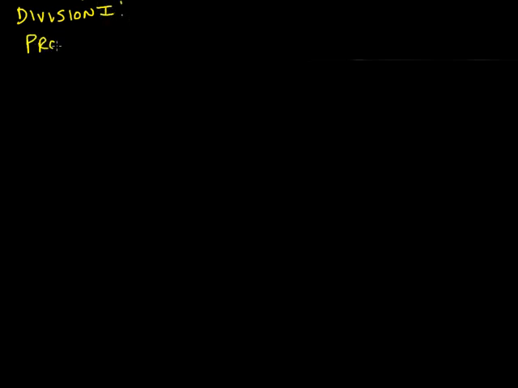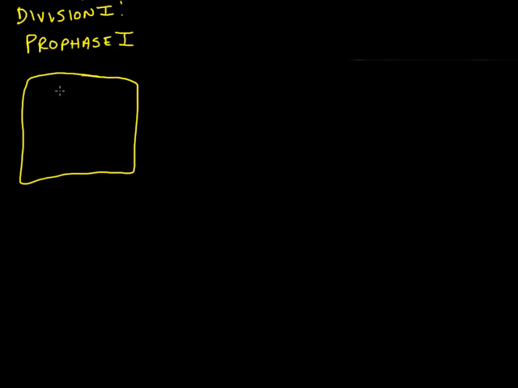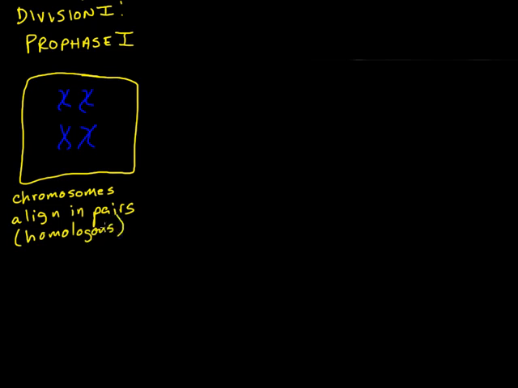We start off with prophase 1, in which the cell pretty much looks just like it did in prophase of mitosis. Let's stick with a cell that has 4 chromosomes. 1, 2, 3, 4. The nuclear membrane dissolves, the chromosomes thicken and become shorter. But one thing that sets this apart from mitosis prophase is that the chromosomes align in pairs. We call these homologous pairs because these are both different versions of chromosome 1 and these are different versions of chromosome 2.